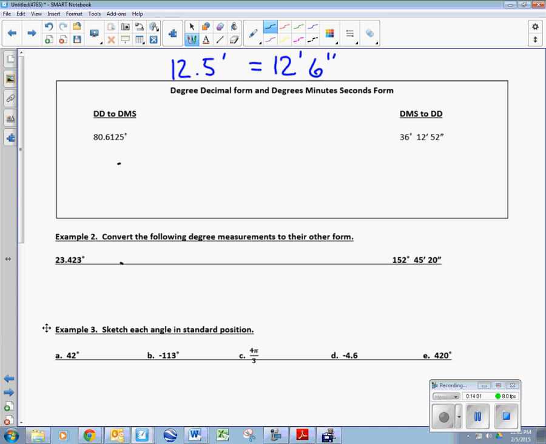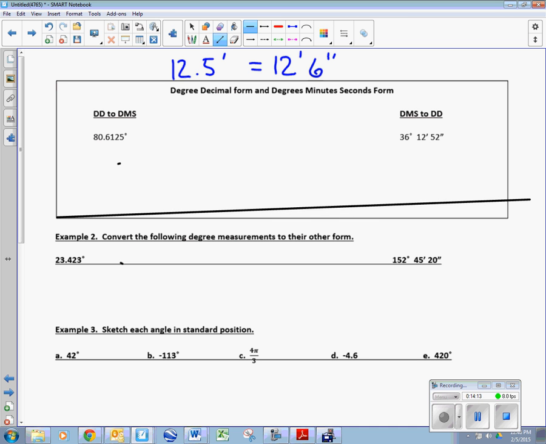If I try to draw 1 degree, maybe 1 degree. Obviously, you can see that 1 degree looks pretty small right there, right? But as you travel further and further on, it gets wider, doesn't it?